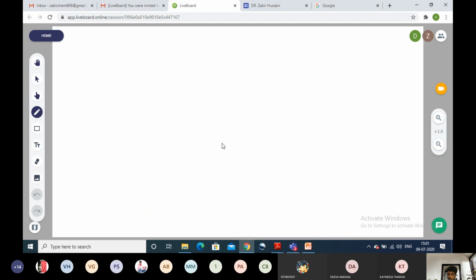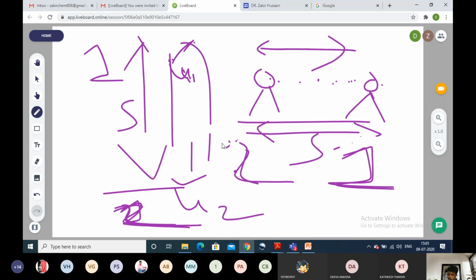Then what about the velocity? Now we have to measure. This person has already traveled from point 2 to point 1, and the rocket also traveled from point 2 to point 1.